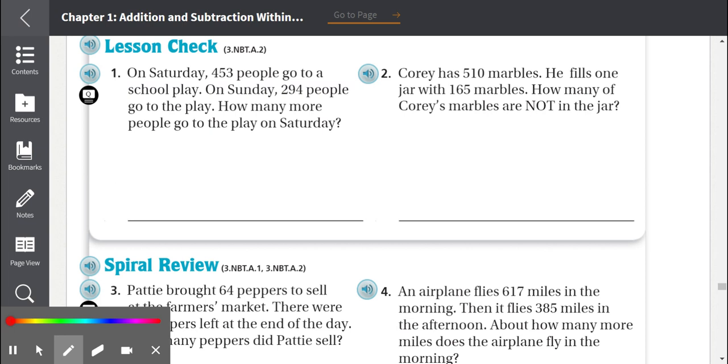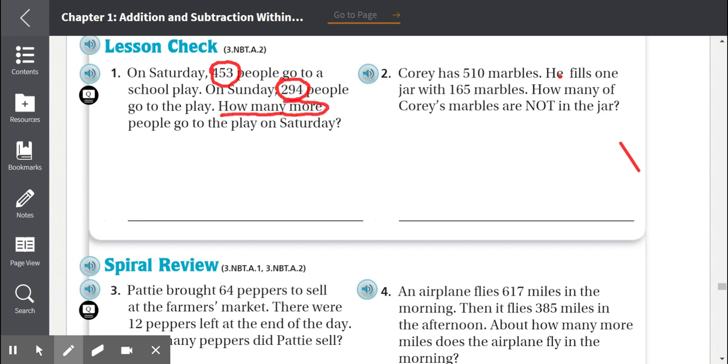So let's begin by circling our important numbers. We have 453 people that go to the school play on Saturday. On Sunday, it was 294 people that went to the play. And our keyword, how many more? That phrase lets us know we will be subtracting. So I put a subtraction sign next to the word, and we keep underlining the rest of the question because it tells us what we need to find. How many more people go to the play on Saturday?